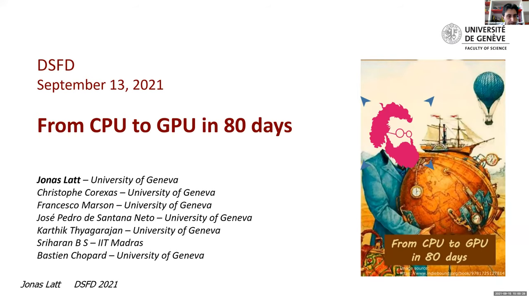This is session 9, advanced methods. It's my pleasure to introduce Jonas Latt. He's incredibly famous for the really huge efforts in the program Palabos, a wonderful library for lattice Boltzmann simulation. And the title of the presentation is From CPU to GPU in 80 days. So please, thanks. Okay, yes, thank you, grazie.